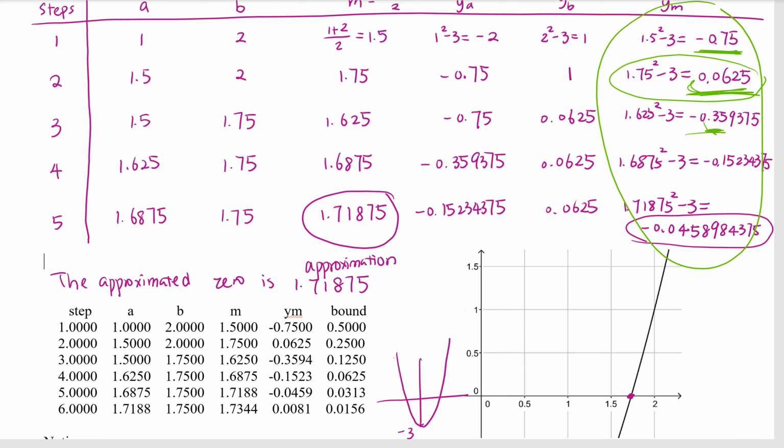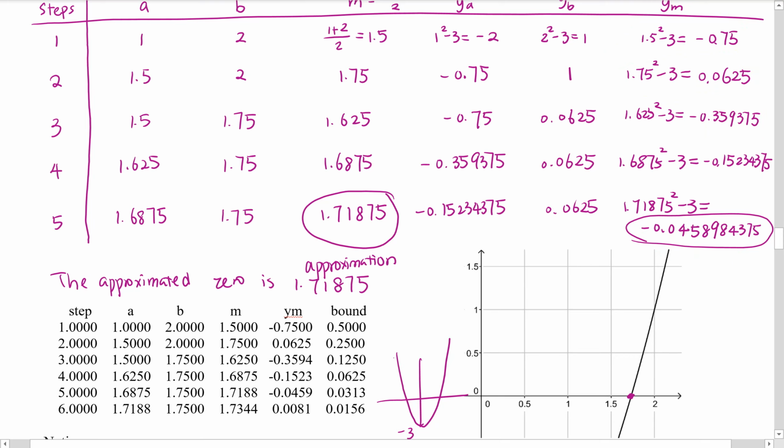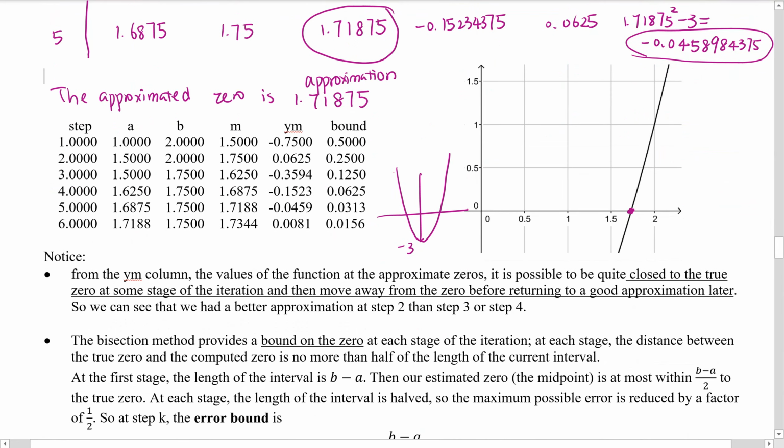But when we continue this process, eventually we will get a closer and closer estimation. It is possible that at some stage the approximation is better, then we move away from it a little bit, and then we get back later.